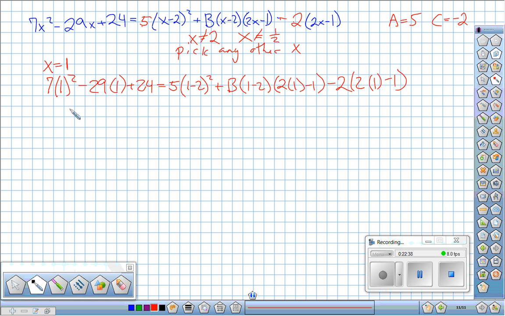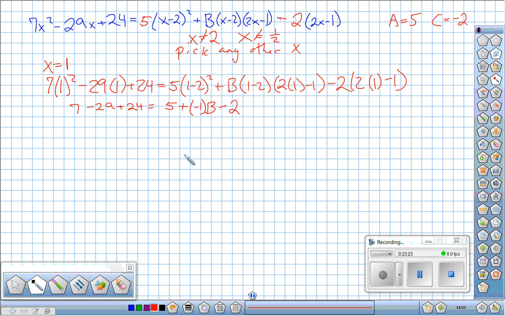7 times 1 squared is 7, minus 29 plus 24. And then I'm going to do these steps out. I have 1 minus 2 is -1, squared is 1, so that's a 5, plus b times, I'll write my coefficient out front whenever I find it. So 1 minus 2 is -1. 2 times 1 is 2 minus 1 is 1, so this will just be a -1 in front of the b. And then I have -2 times, we'll do the stuff in parentheses first. So I have 2 minus 1 is 1, minus 2.